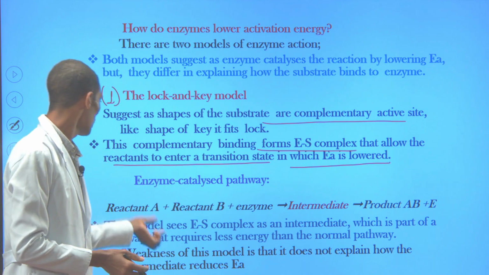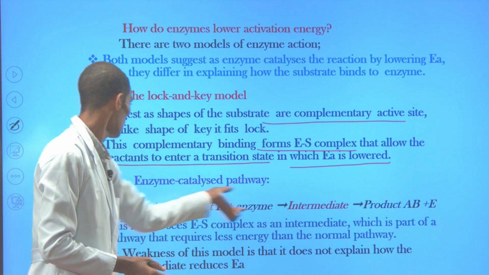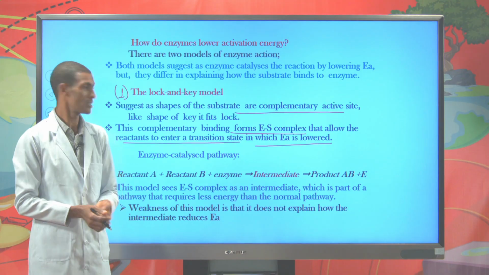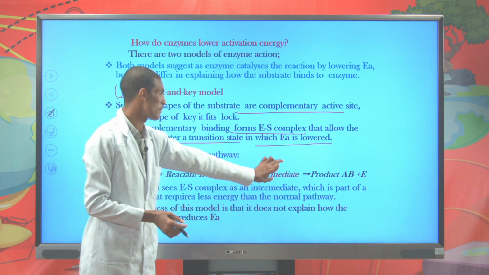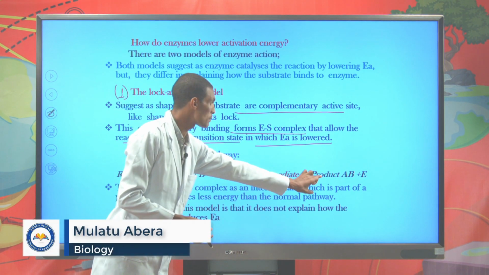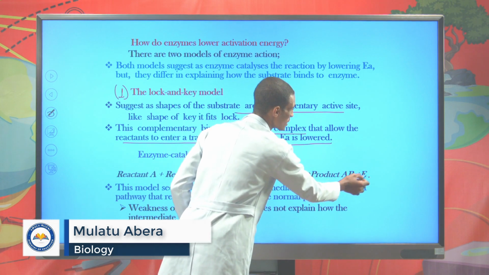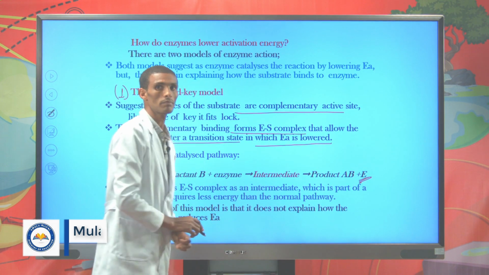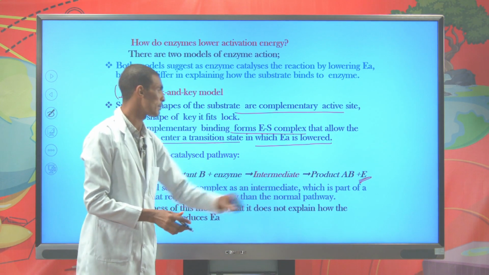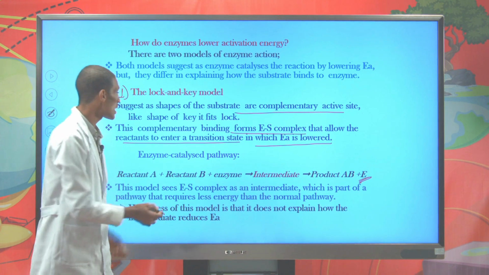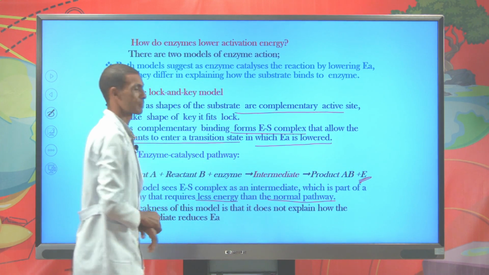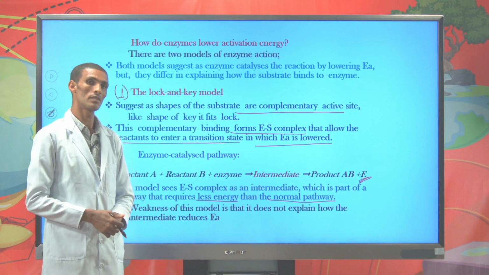For example, here there is intermediate formation. There is reactant A, reactant B plus enzyme, which we call the catalyst. In the catalyst pathway there is an intermediate, which is a part of the pathway, a part of the transition state. There is product formed here, product AB. Enzyme is unaltered and found as it is here. So this model sees the enzyme substrate complex as an intermediate, which is a part of the pathway, requiring less activation energy than the normal pathway, which is the uncatalyzed one.